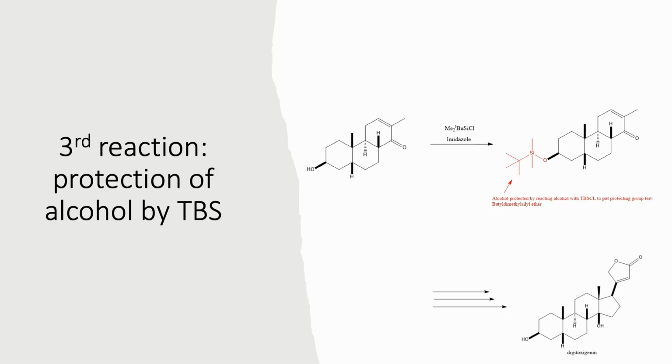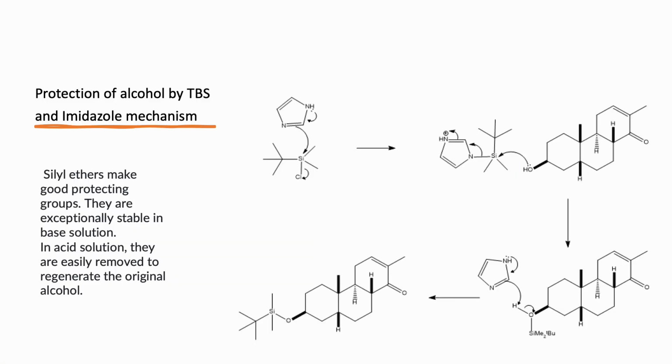The third reaction is the protection of the alcohol by TBS. Here you can see this molecule which will react with TBSCl and imidazole to put this protection group here. The mechanism starts by imidazole doing a nucleophilic attack on the silicon. Silicon has a partial positive charge, so it is an electrophile. This is because the carbon and the chlorine are more electronegative than silicon.